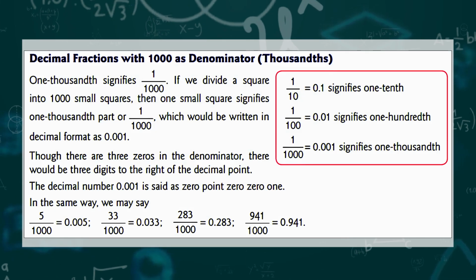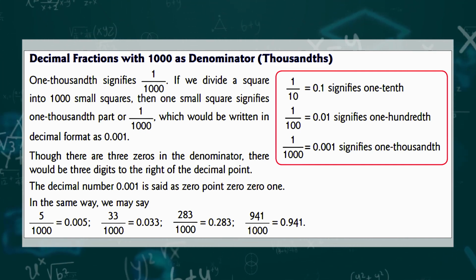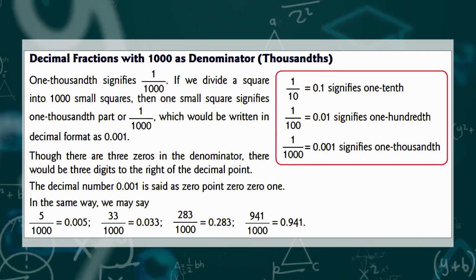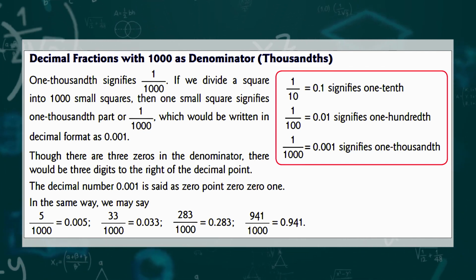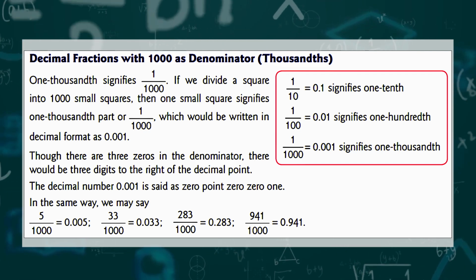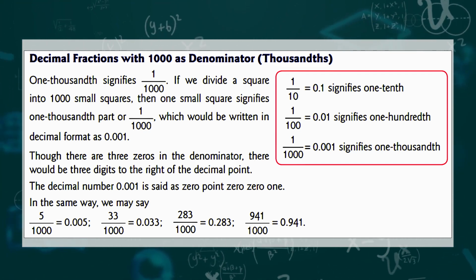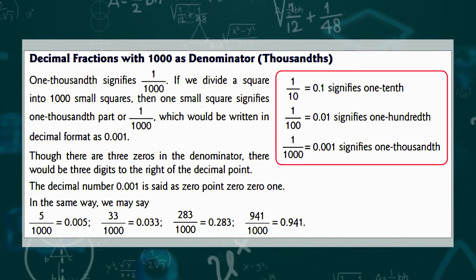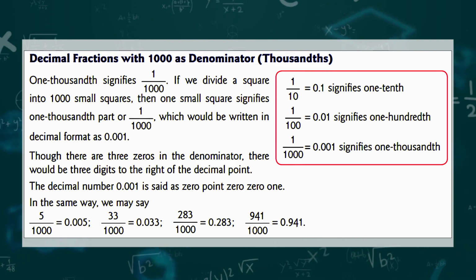Decimal fractions with 1000 as denominator, thousandths. If we divide a square into 1000 small squares, then one small square signifies 1 by 1000, which would be written in decimal format as 0.001. There would be three digits to the right of the decimal point. The decimal number 0.001 is said as zero point zero zero one.